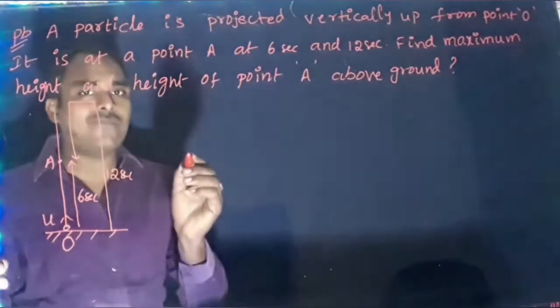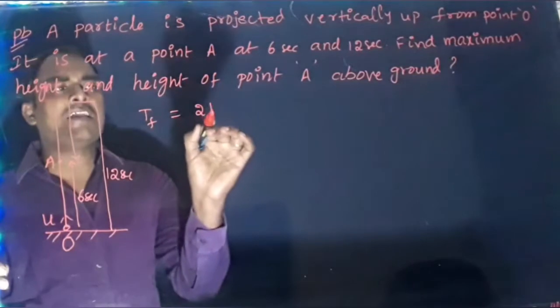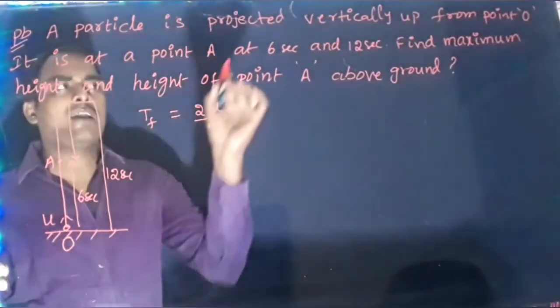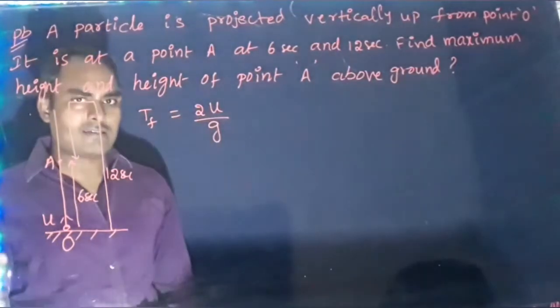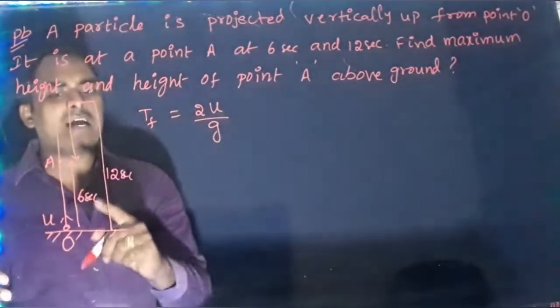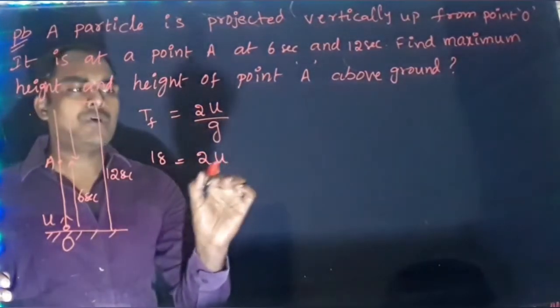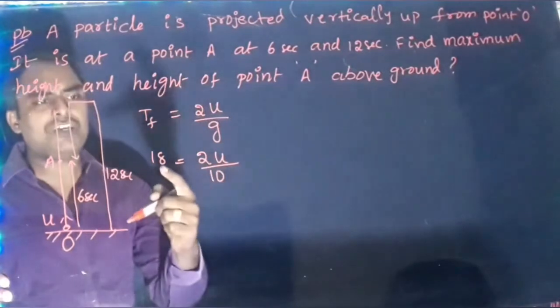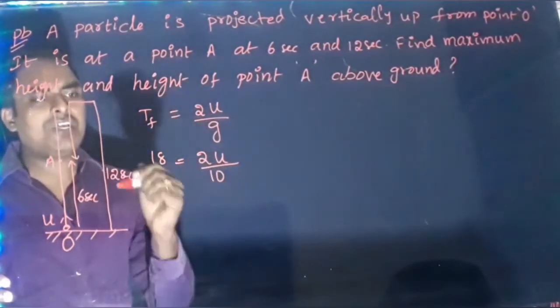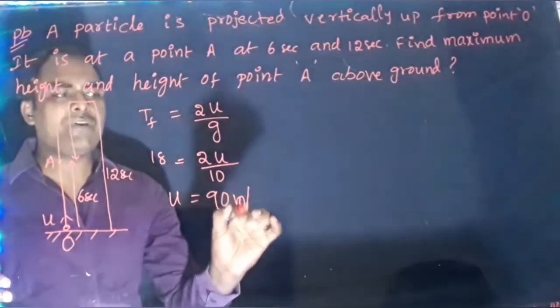Now the time of flight formula: TF equals 2u by g is the time of flight of a vertically projected body if u is the initial velocity. Here the time of flight we already have, 12 plus 6, 18 seconds. 2u divided by g, the value can be written as 10. This 2 here 9 times, 9 into 10, 90. So the initial velocity we got is 90 meters per second.